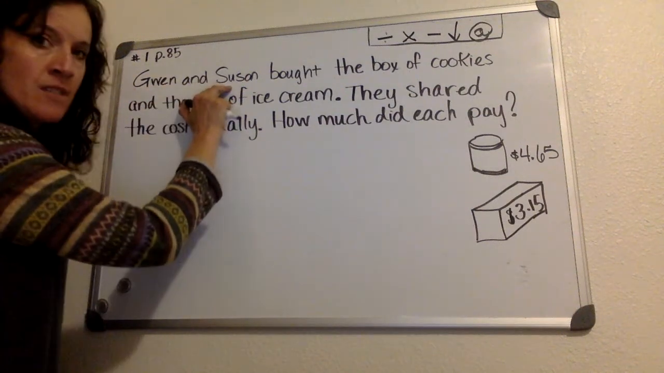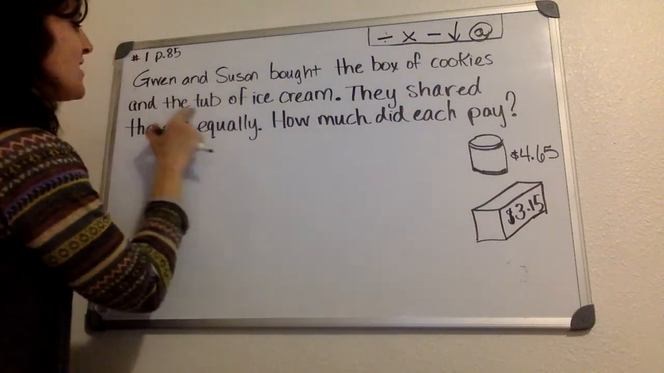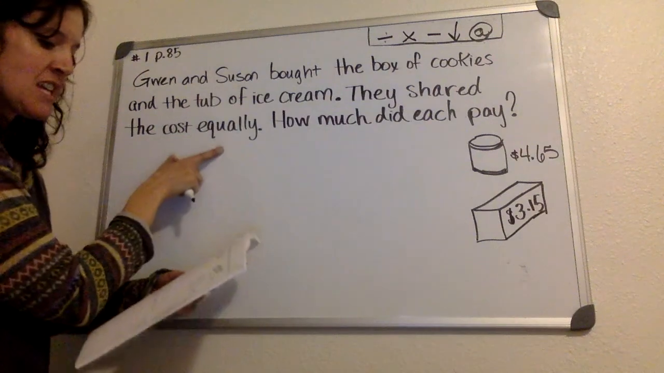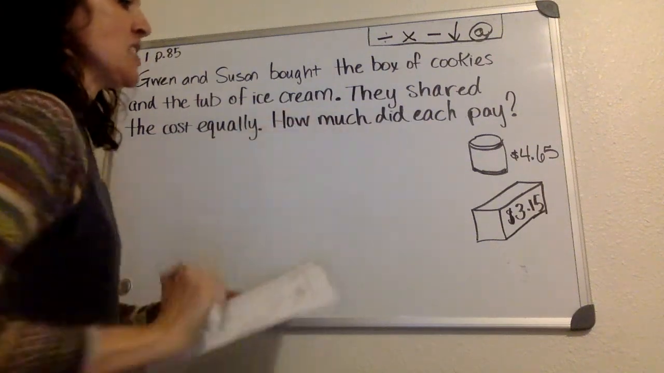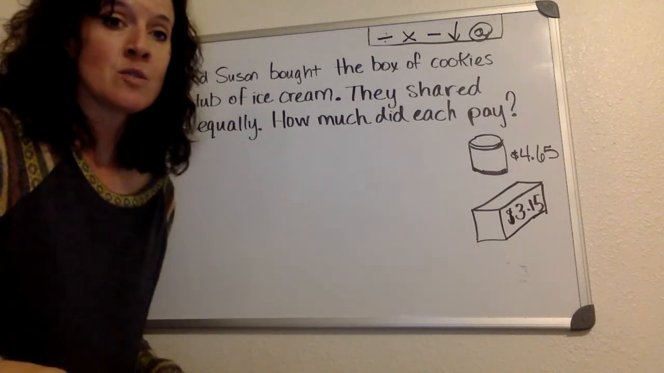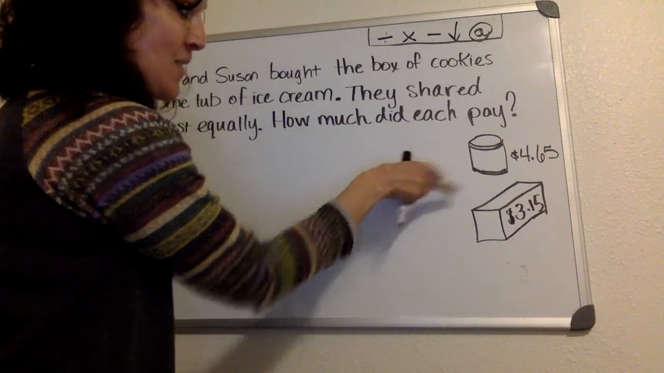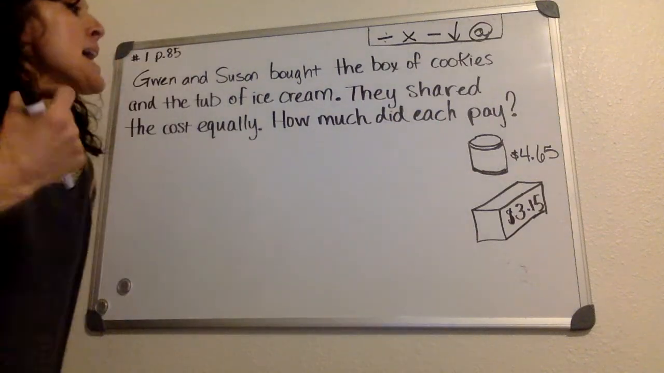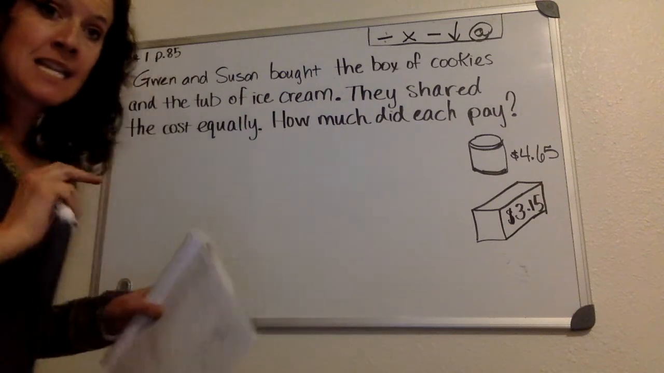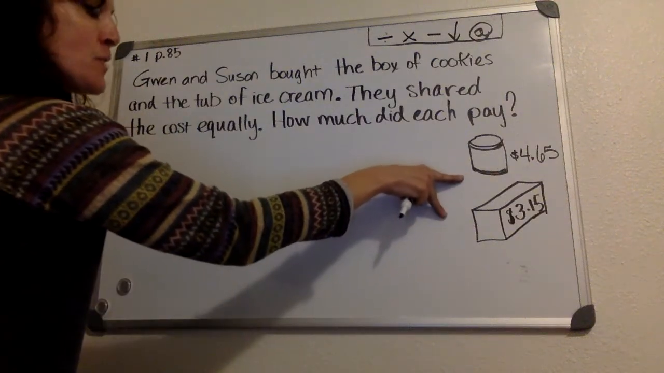Gwen and Susan bought the box of cookies and the tub of ice cream. They shared the cost equally. How much did each pay? All right, so we've got two girls. They went to the store and they bought these two things. They bought their ice cream, they bought their cookies. They're going to share the cost. They want to make sure that each pays the same amount. Okay, this is what they bought.